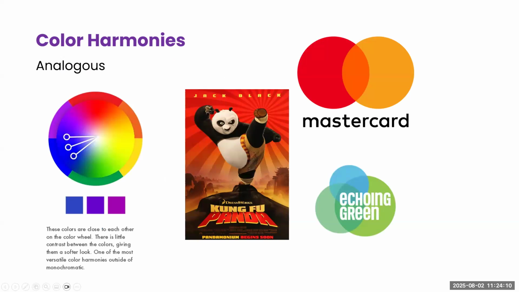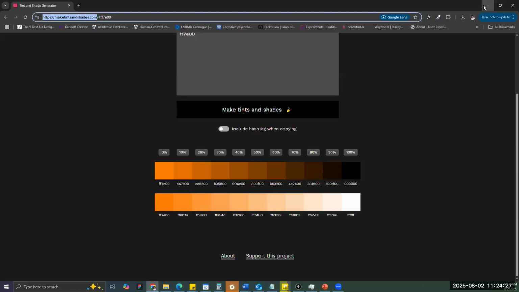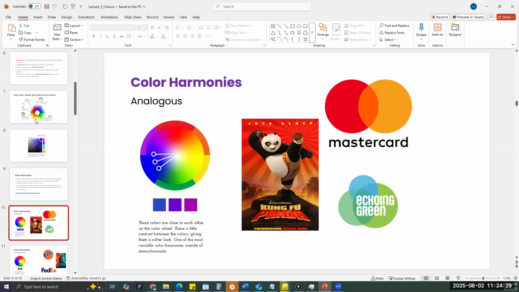And from analog colors, we can create this Mastercard and these logos and posters. These posters and logos are created through analog colors, right? Then, to find analog colors, here you can go to this website. I will show you.